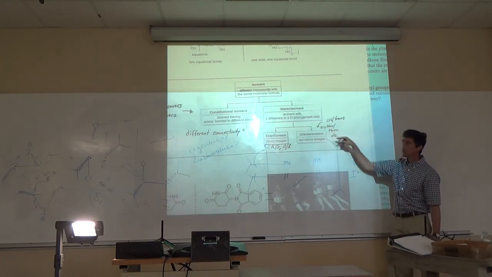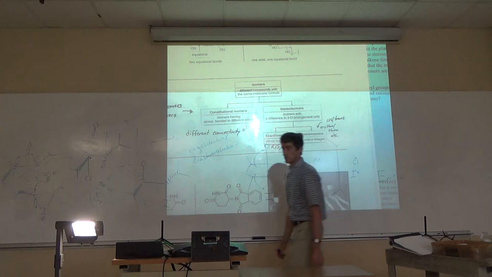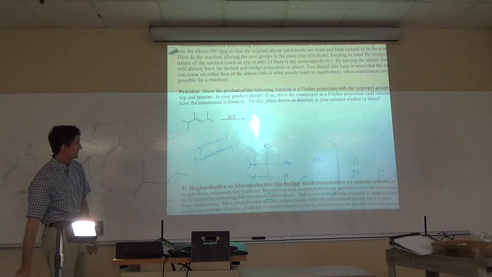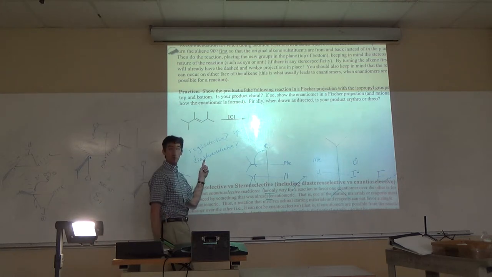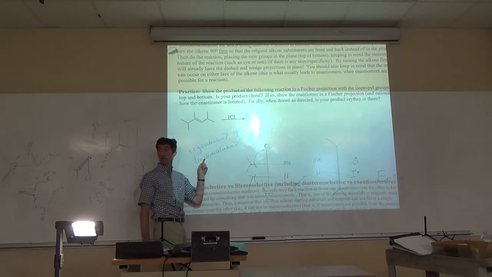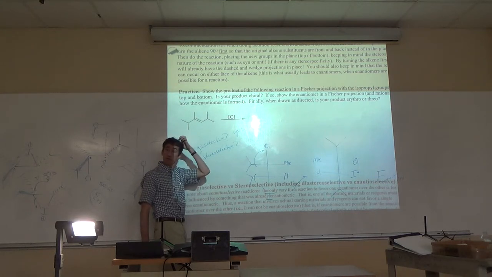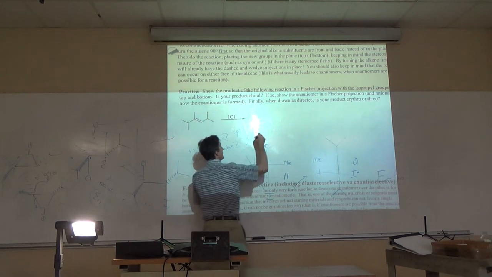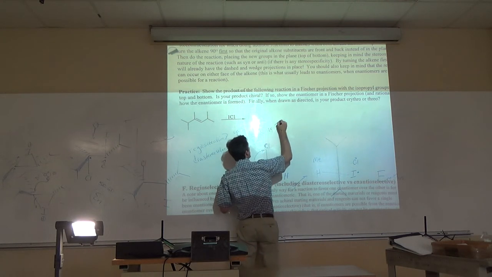Cis-trans, also erythro-threo, they're diastereomers. Do we get any threo in this reaction? No. So did we get only one diastereomer? Yes, we only got erythro. So it is diastereoselective.